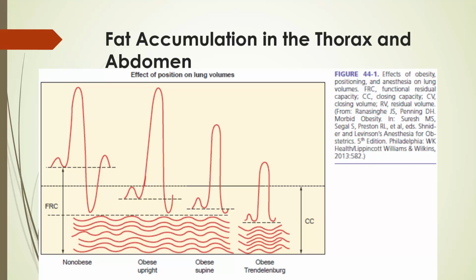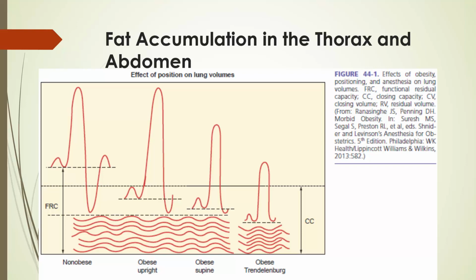Fat accumulation in the thorax and abdomen decreases the chest wall and lung compliance. Decreased lung compliance is kind of explained by the increased pulmonary blood volume that's related to an overall increase in blood volume, right? Increased elastic resistance and decreased compliance of the chest wall are even more reduced when the patient is supine. So they end up having shallow, rapid breathing, increased work of breathing, and limited maximal ventilatory capacity. That's why we like them to be sitting up.